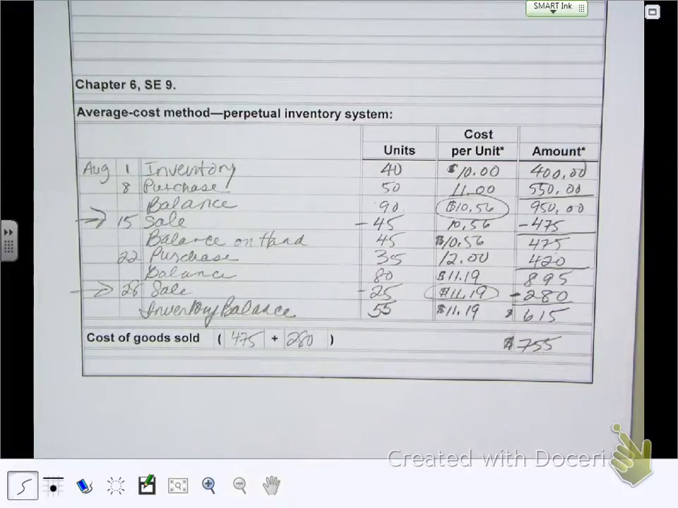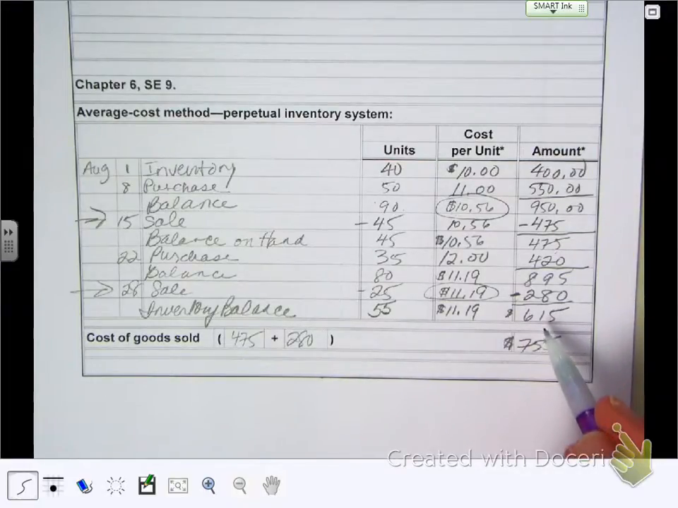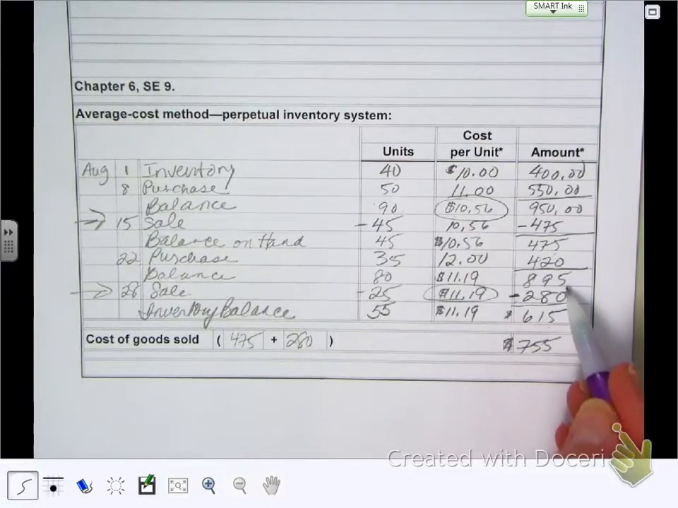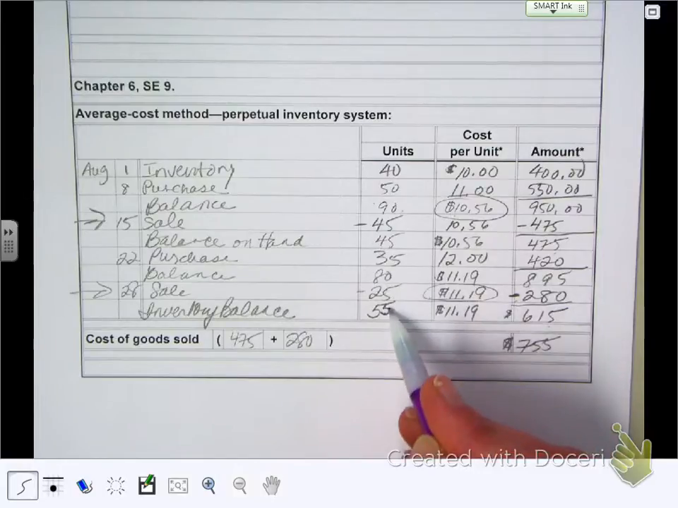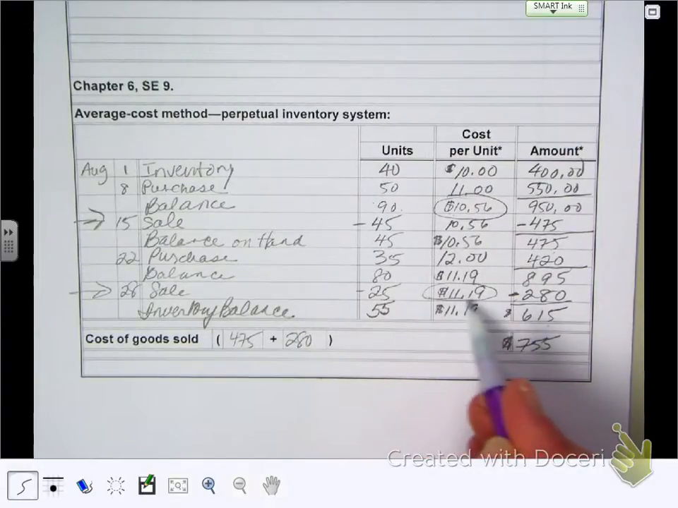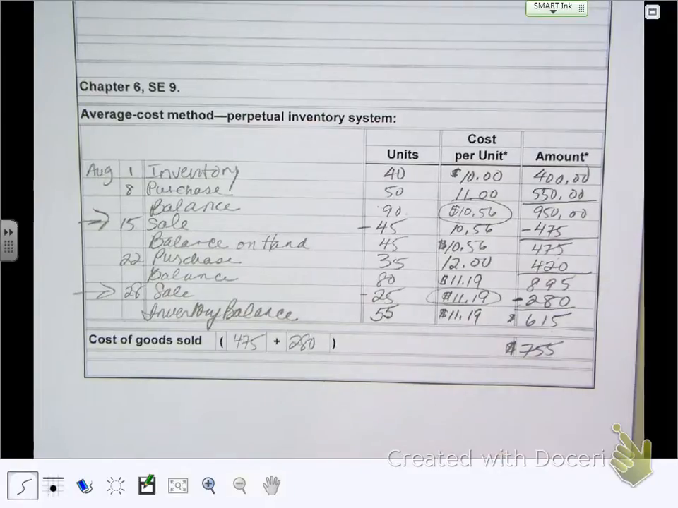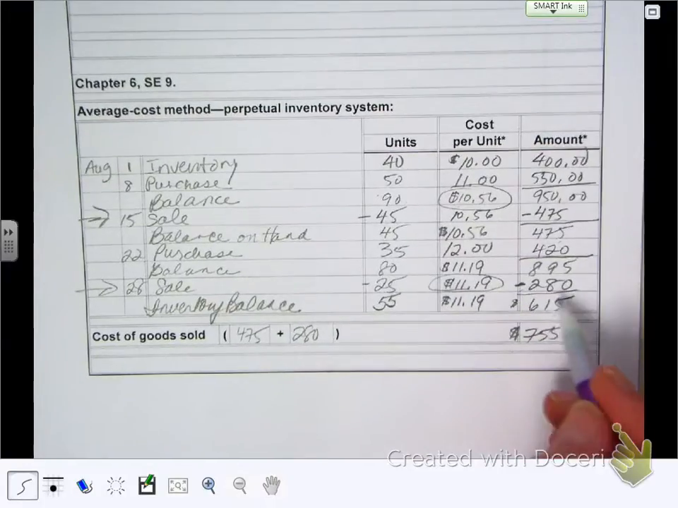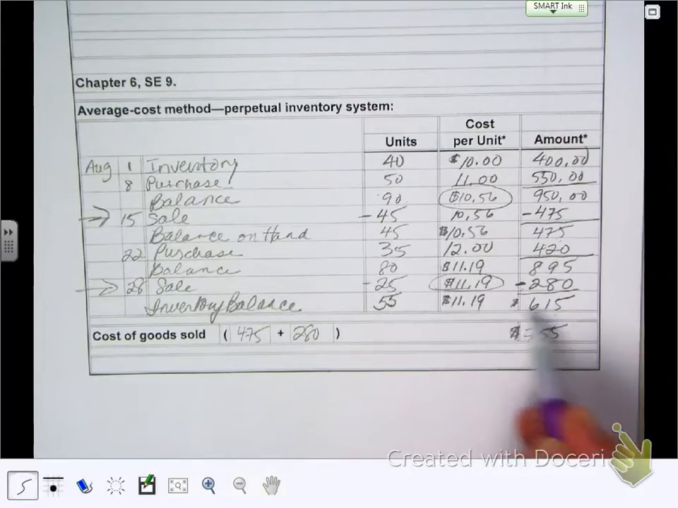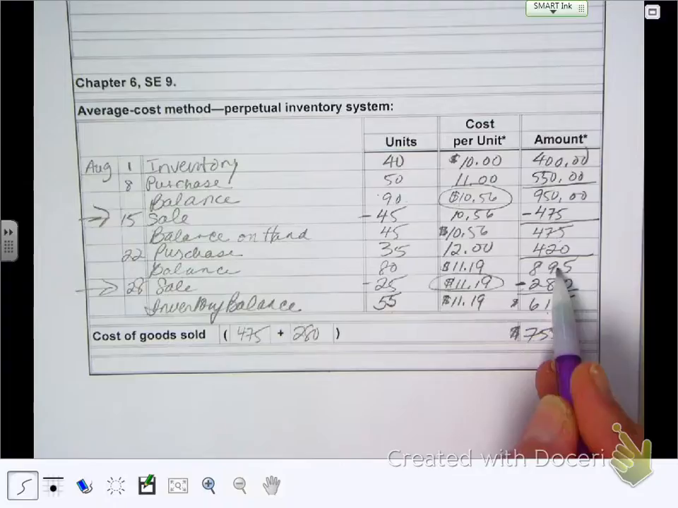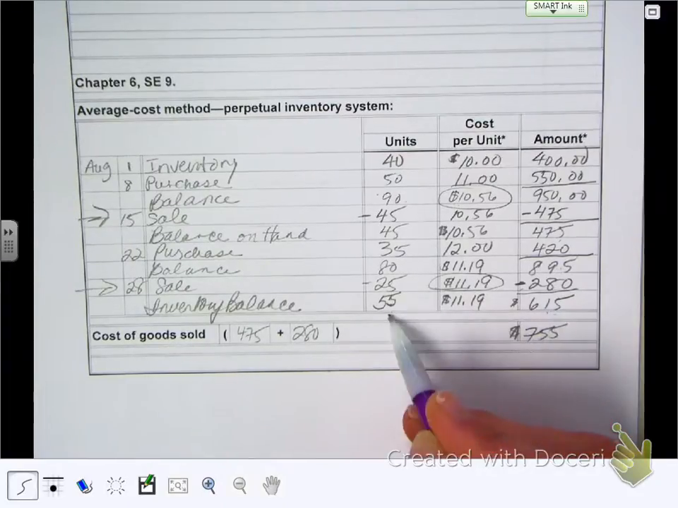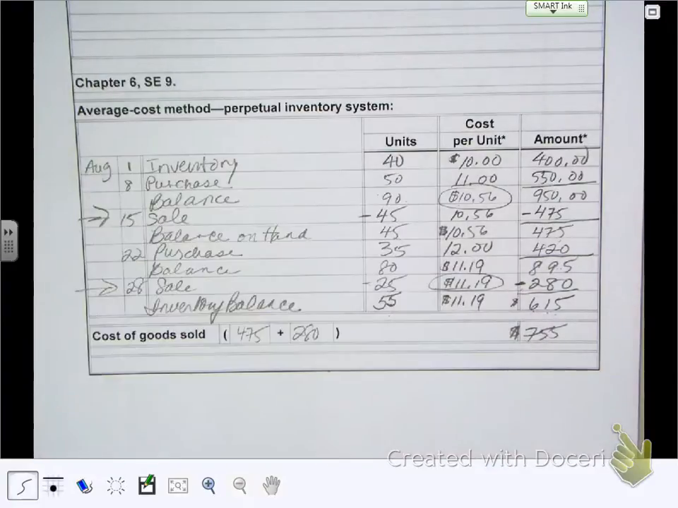Question: why do we divide the 615 by 55 to get the cost per unit? You could. In this particular case, you have 55 units left over, and this price is going to be the same, so you can just multiply it out. It should work out either way. If you took the 615 divided by 55, you'd still get this. If you took the 895 and subtracted 280, you still get this. If you take the 55 and multiply it by 11.19, you're still going to get this. That's your cross-check. That's why I say it's a cross-check.